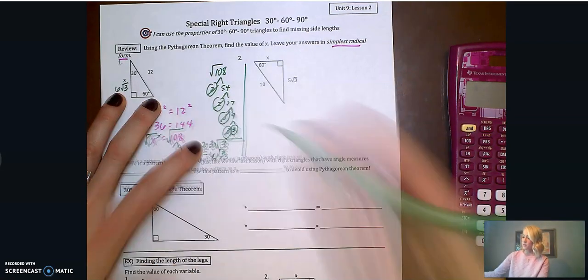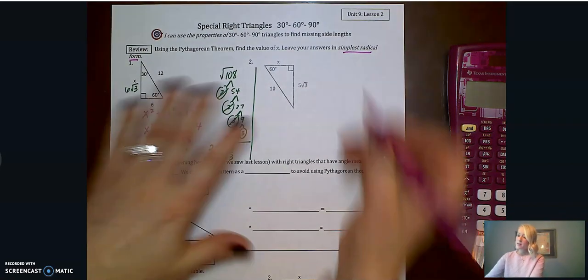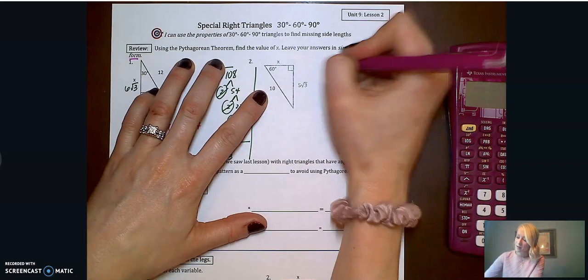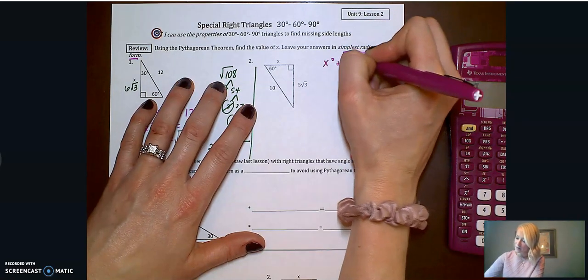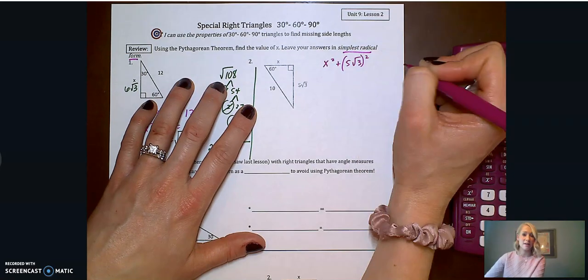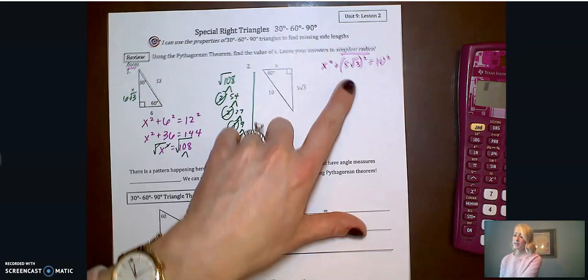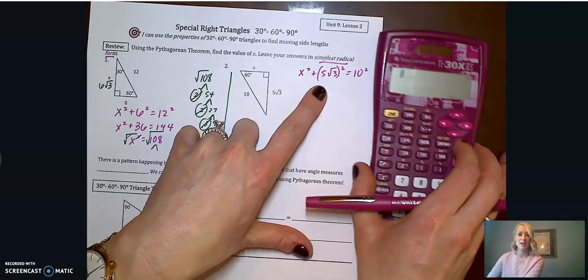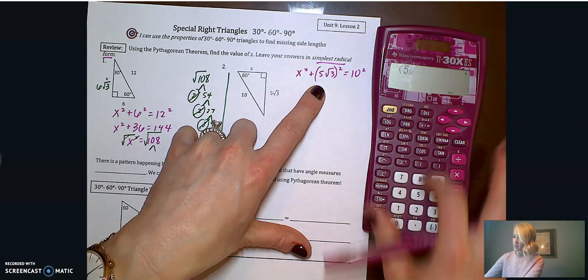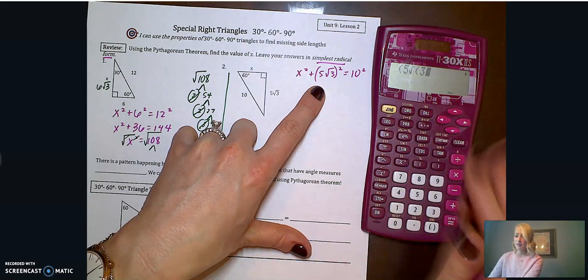All right, let's do one more. Always helps to have more than one example to notice a pattern. So here 10 is the hypotenuse, so I'm going to do x squared plus 5 radical 3, and I'm going to put that in parentheses, equals 10 squared. Be careful when you square this. You can always write it twice. I showed you that yesterday in an example. I'm going to be lazy, or maybe be smart, I don't know. I'm going to use my calculator.